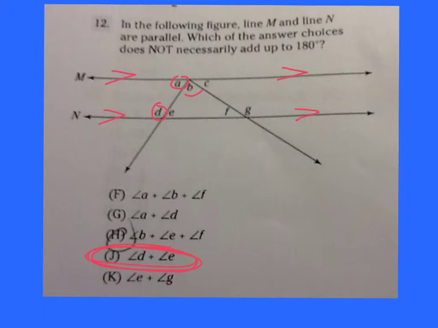Okay, I got what you mean now. So yeah, that one's gone because that's the interior angles of a triangle. So what about A plus D? A and D would. That's 180. Yeah, that would add up to 180.